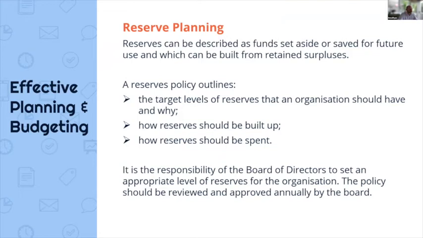Historically, it was recommended that an organization would have 13 weeks of expenditure in reserves, and that was your golden target. But 13 weeks is 3 months. It's a quarter of your annual expenditure in reserve. Now that might be fine for older organizations that have been around a long time, had time to build up those reserves, and have unrestricted income streams to allow them to build it up.